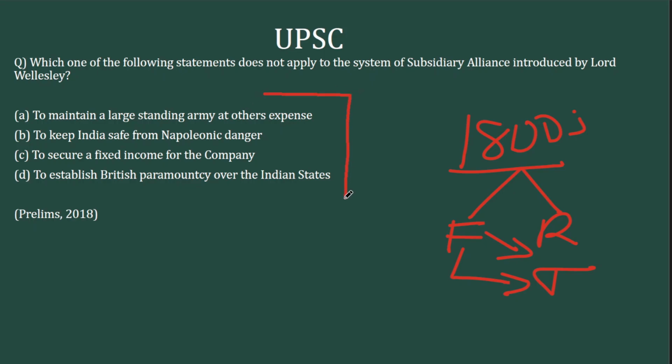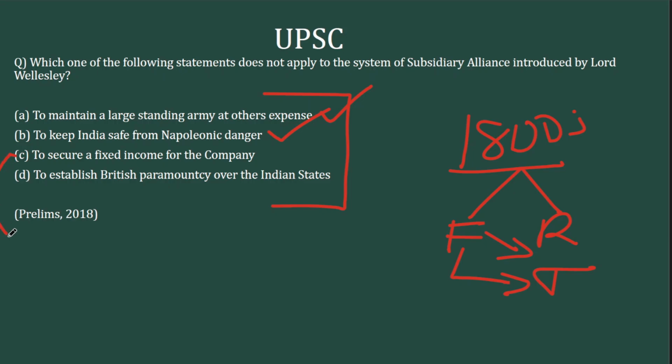Now let's come back to the question. To maintain a large standing army at the other's expense. Obviously that was the idea. Second, to keep India safe from Napoleonic danger. Of course, that was the idea again. Third, to secure a fixed income for the company.